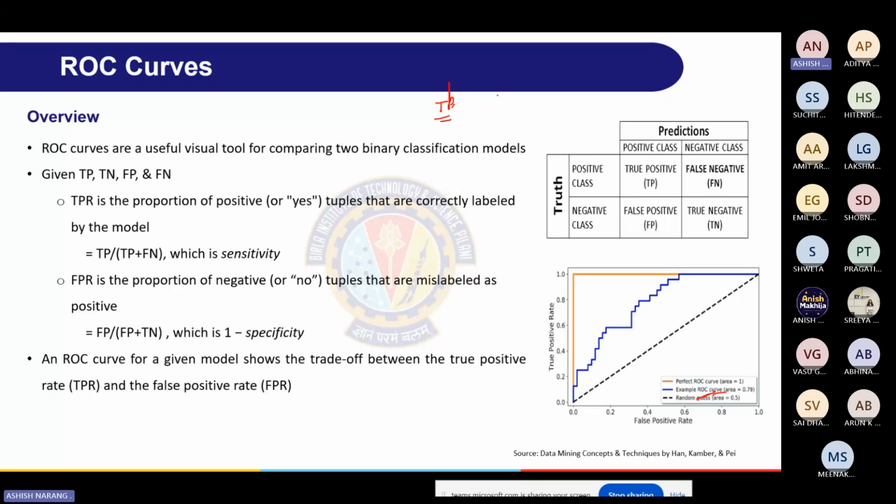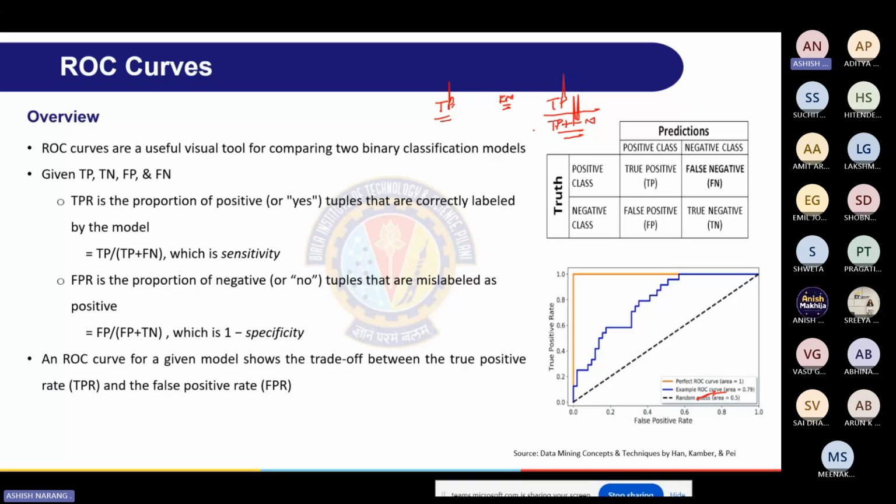But what actually is FN? FN is falsely labeled as negative, but actually they are positive. So TPR is TP divided by TP plus FN, where TP is what the model actually predicted correctly and FN are the falsely labeled ones, right? So this is my sensitivity. I want to increase this true positive rate, right?